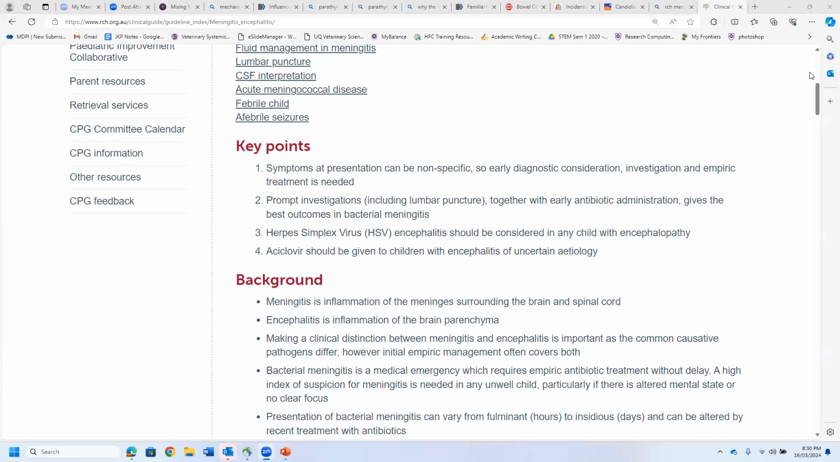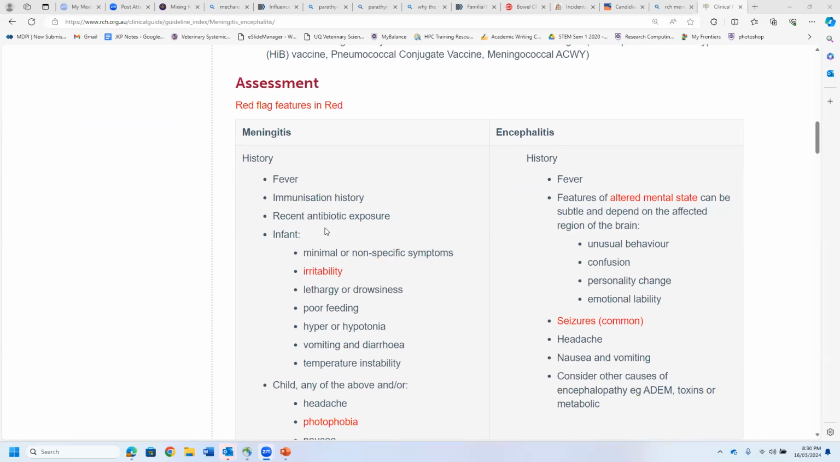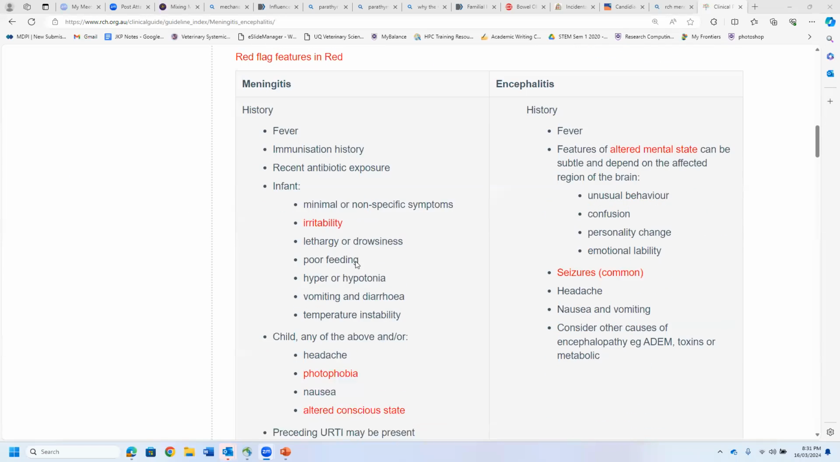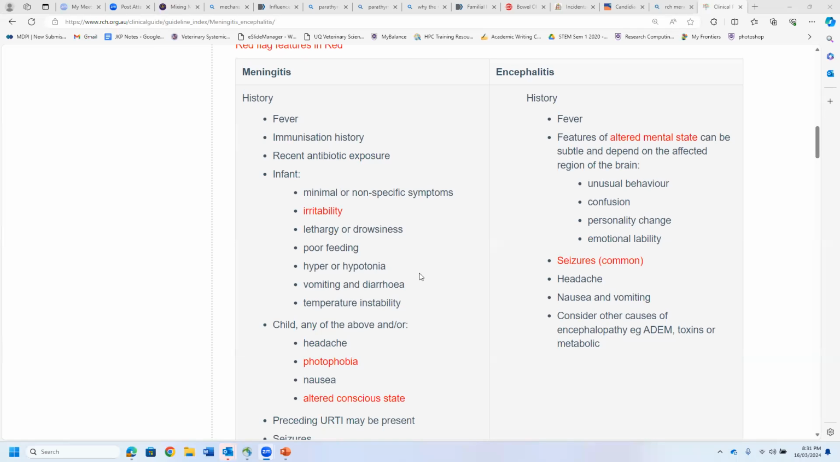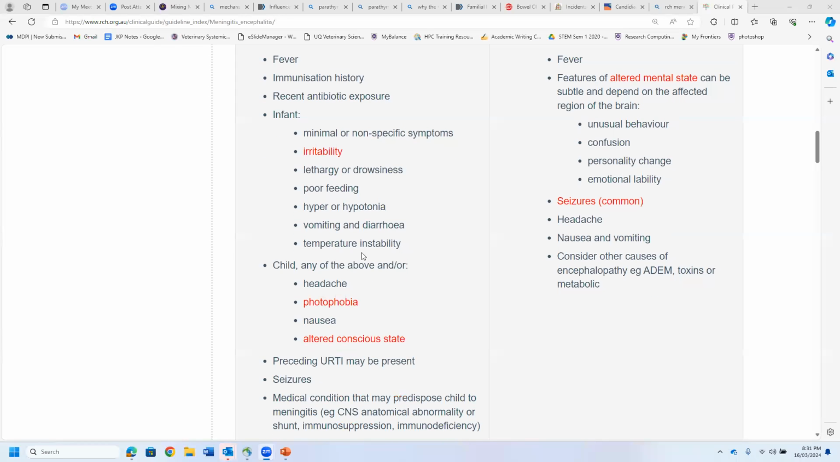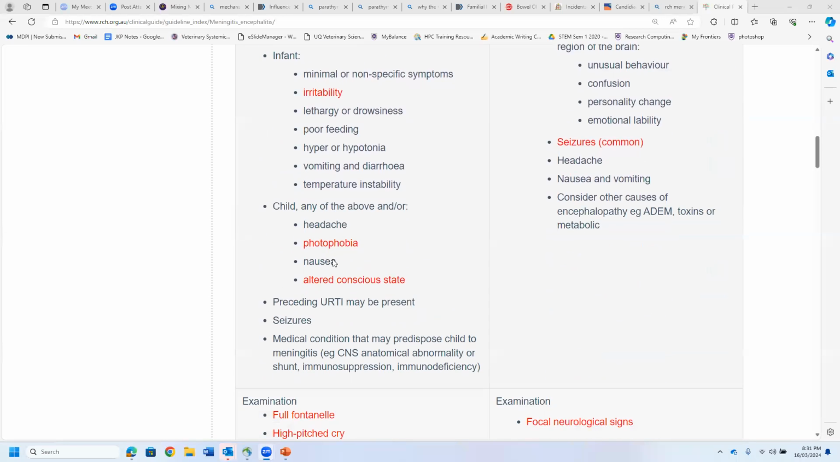Symptoms can be non-specific, so early diagnostic consideration, investigation and empiric treatment are required. So the patient can have fever, irritability, lethargy, poor feeding, hypotonia, vomiting, and diarrhea as well. There is temperature instability, very high grade fever and then very low. An infant will not be able to tell you, but a child will tell you about headache, photophobia, nausea, and if the parents are saying that the patient has altered level of consciousness, always think about meningitis.